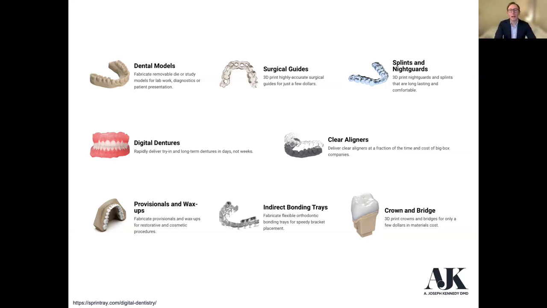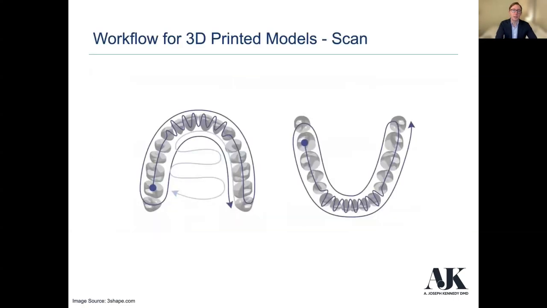You can do provisionals and wax ups, indirect bonding trays for orthos, and even crown and bridge, which is so exciting. So what's the workflow here? Put this slide up because I think it's really critical, and I'm not here to say that one product is better than the other, but the point being is for 3Shape in particular, there's a very specific way that we need to scan.